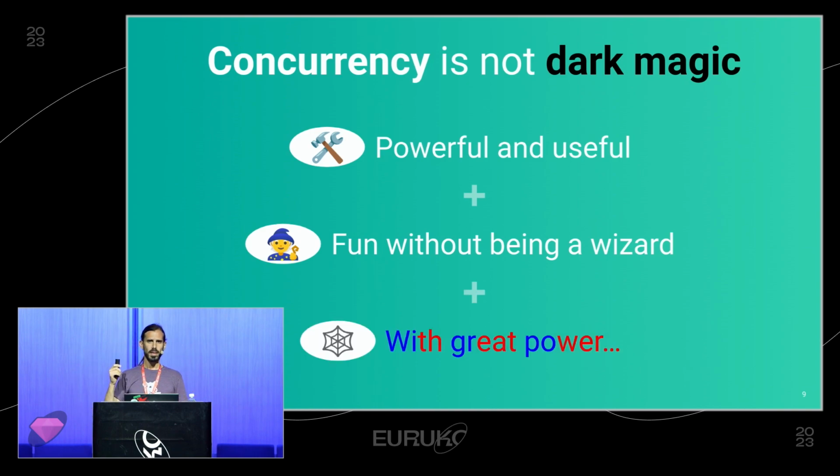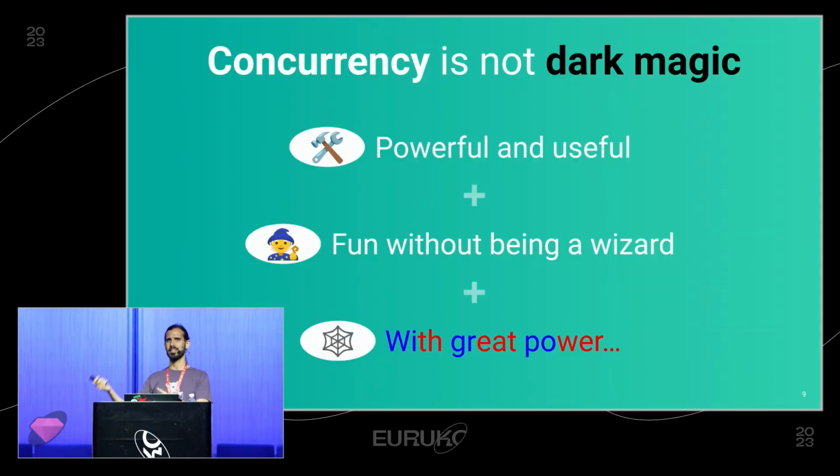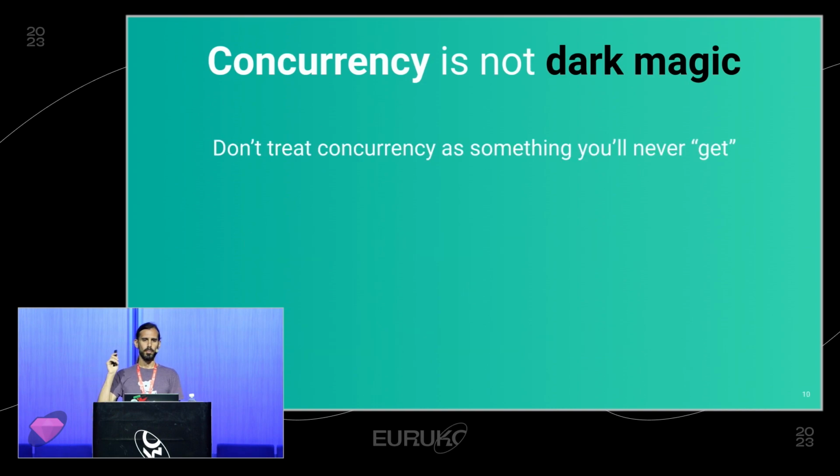One thing you should be careful about with concurrency is the famous superhero saying: with great power comes great responsibility. Concurrency has a few pitfalls and challenges, so you need to be careful. But there are also a lot of problems that you can solve really well with it, so don't shy away from using it if it's the thing to solve your problem. Don't treat concurrency as something you'll never get. It's a skill, and you can learn to think about this.